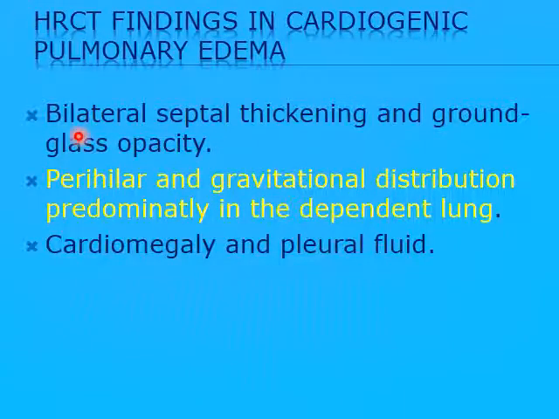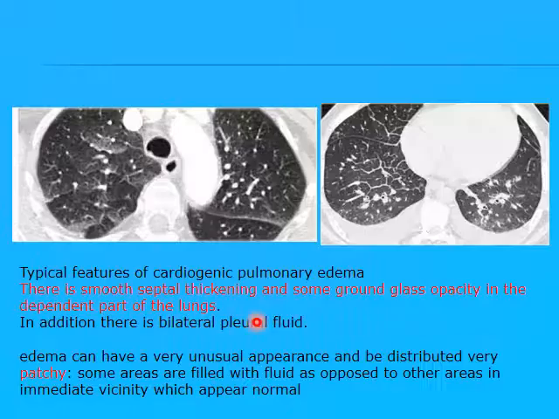What are the findings? Bilateral smooth septal thickening and ground glass opacities. Perihilar and gravitational distribution, predominantly in the dependent lung. You can see cardiomegaly and pleural effusion. Let us see. As you see here, there are patches of ground glass opacities with grading due to gravity. Okay, this is what is called gravitational effect, because it is fluid and the patient is supine in position.